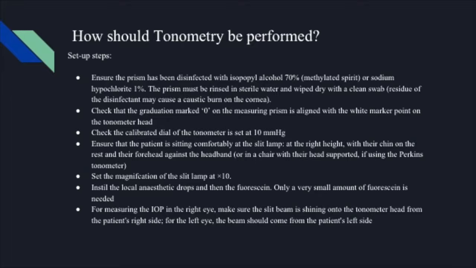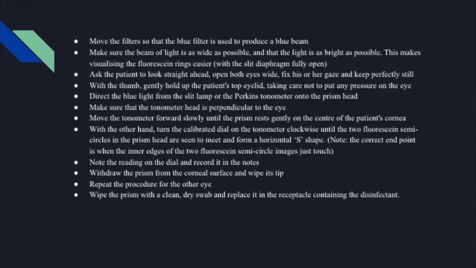You're then going to set the magnification on the slit lamp to ×10 magnification, and then instill local anaesthetic drops with some fluorescein. So you would like to select a blue filter that's going to produce a blue beam, and make sure that beam of light is as wide and as bright as possible. This makes visualizing the fluorescein rings much easier. You ask the patient to look straight ahead and open both eyes nice and wide, and fix their gaze and keep perfectly still.